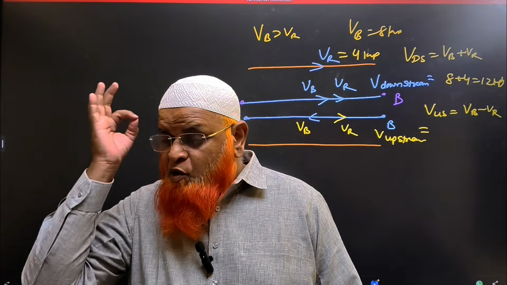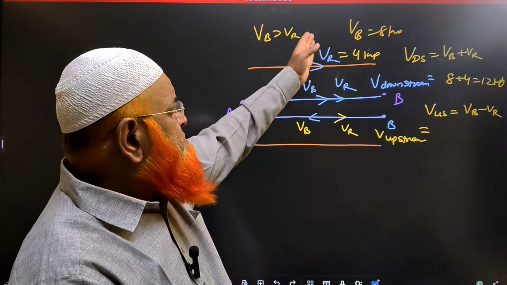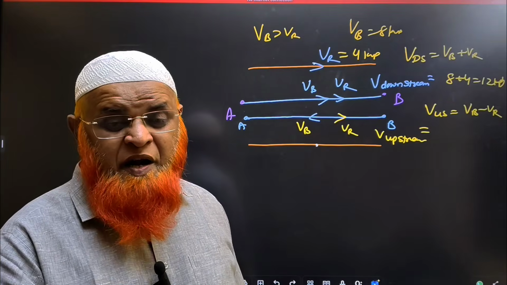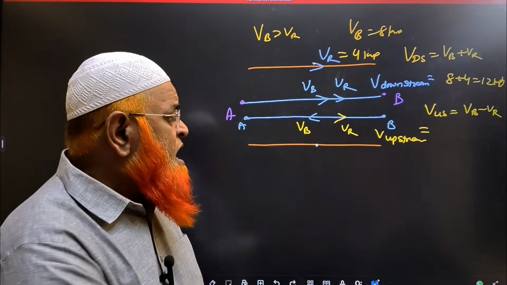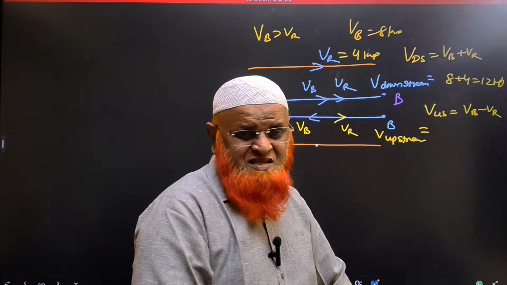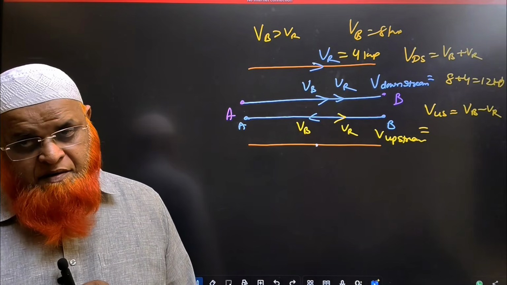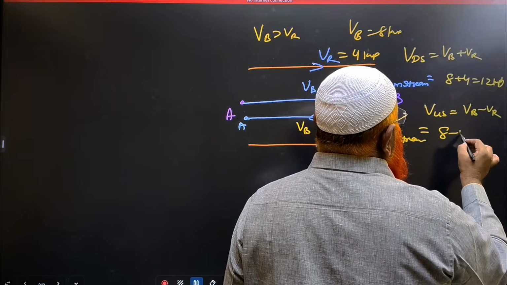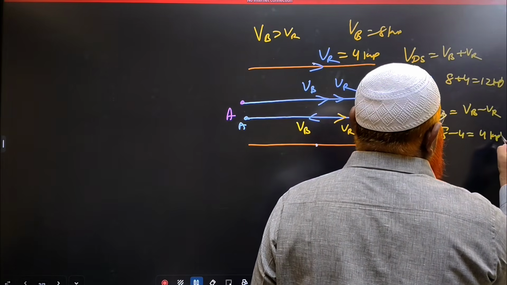It's not possible. Even you cannot cross the river from this point to that point if your speed is lesser than the river speed. Even though if you try to move that side, water will take you along with it, isn't it? So that condition is applicable here. So what is the value here? It is going to be 8 minus 4, which is nothing but 4 kilometers per hour.